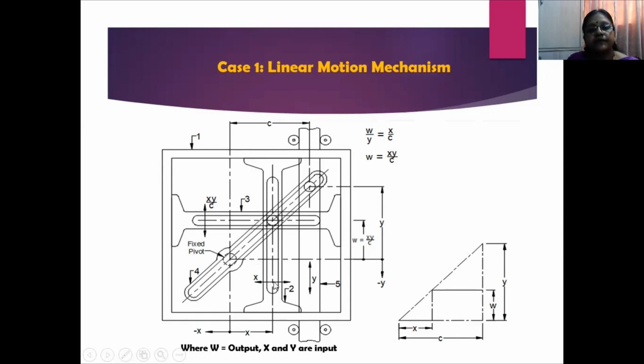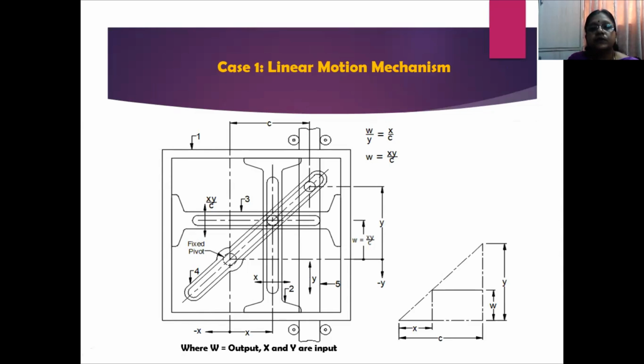So X and Y are given to link 2 and link 5, and they are linear translations and variables. They're not constant and not uniform. Then link 3 will give you the necessary output displacement in this vertical axis, as W equals xy by c. So the W value here is the product of two variables. In order to obtain the product of two variables, this is one type of mechanism that we can design.